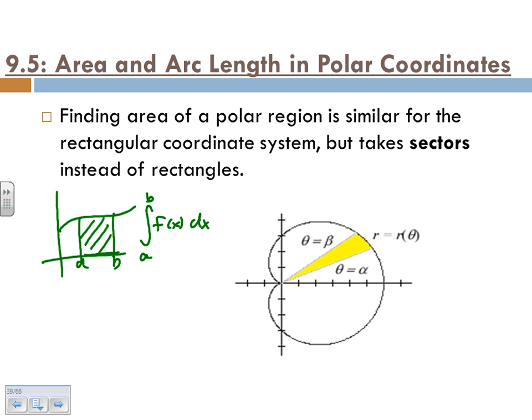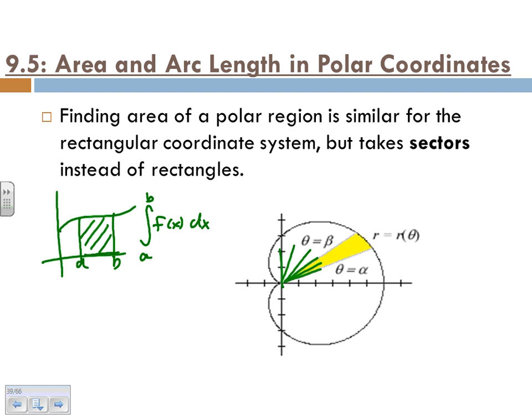So now if I want to find this area in polar form, it's a little bit different because we don't move left to right in polar. We move out from the origin. Remember, we sweep out as we go along. All of those little things we're going to add up.